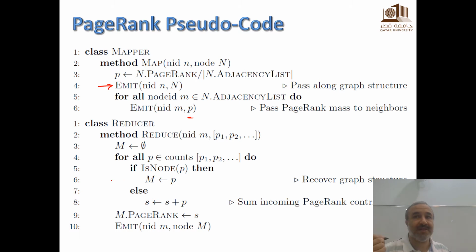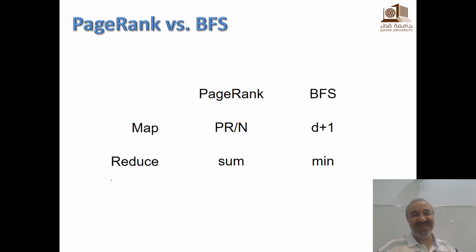What did we do in BFS in reduce? The minimum, right? What do we do here? We add all the contributions. So very similar. The pattern is very similar. Okay? Any question about this? So that means no questions, or there is a question? No questions. Okay. So that's just a comparison.